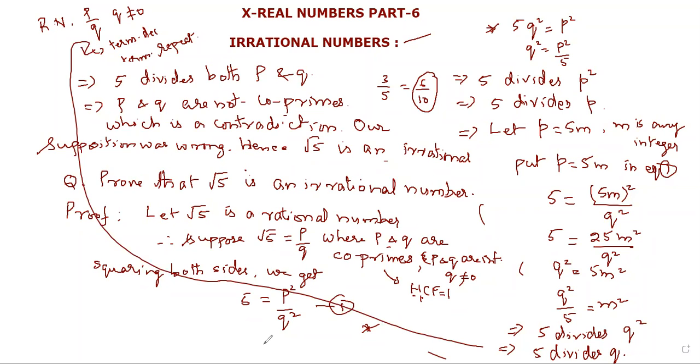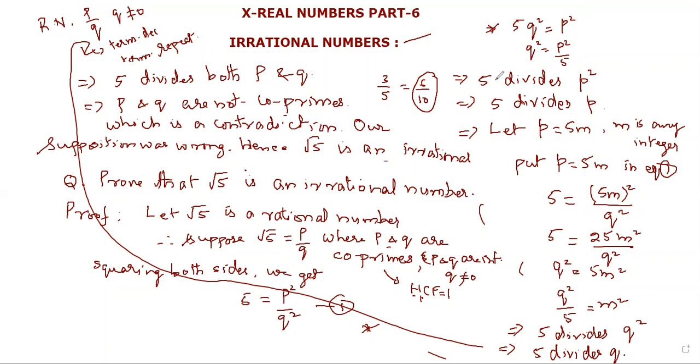Okay, so like this we have to prove. Again, see the proof. For root 2, we will suppose root 2 is a rational number. When it is a rational number, it must be equal to the ratio of two numbers p and q, which are co-primes. Then we square both sides and use this theorem.